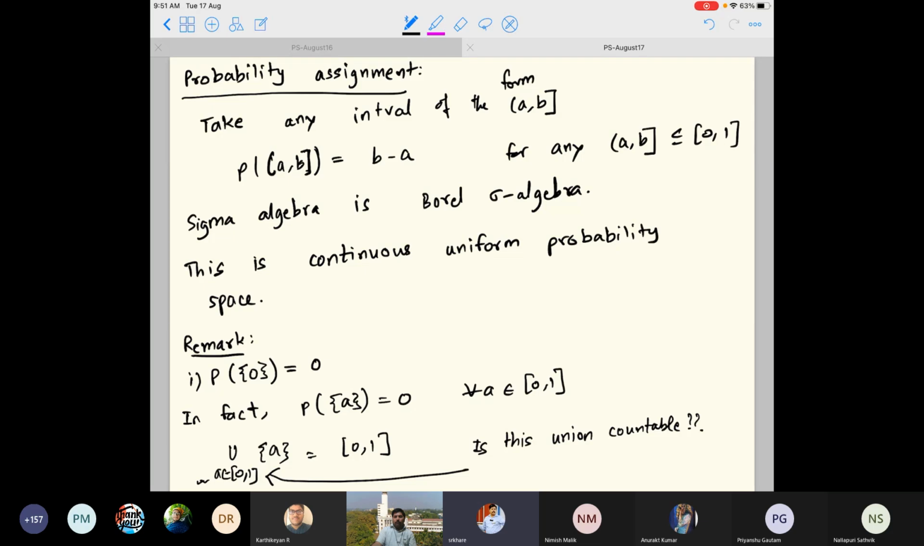Because countable union of countable sets is also countable. You are absolutely right. It's a very good observation. You cannot make an uncountable set from countable unions. Never.